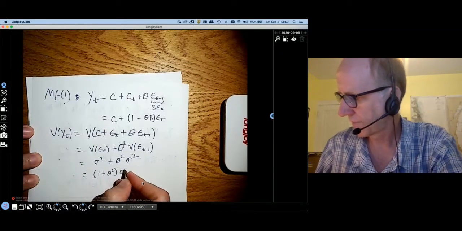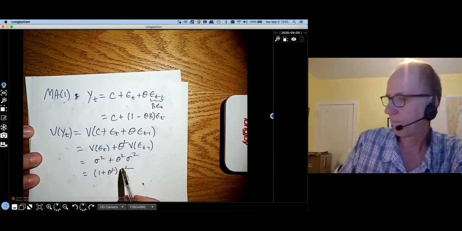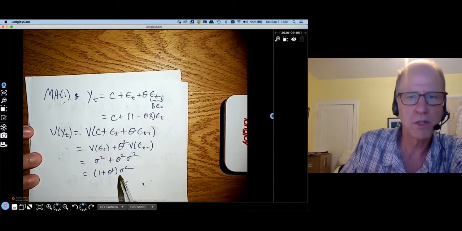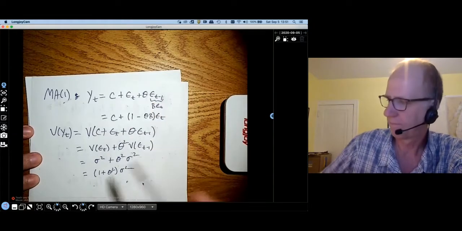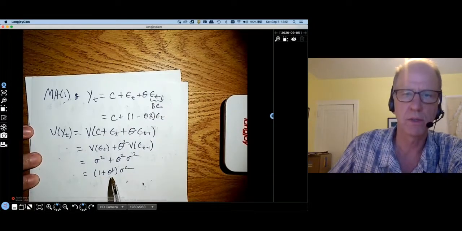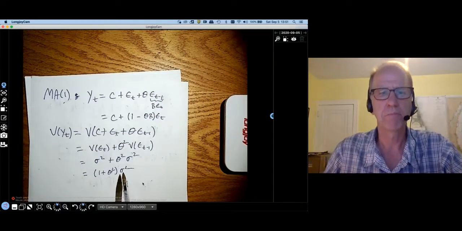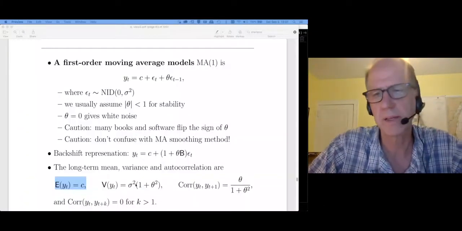And if we want to clean this up a little bit, we could write it as 1 plus theta squared times sigma squared. So in general, the variance of this process is a little bit larger than the variance of an error. So 1 plus theta squared is obviously bigger than 1, but not terribly bigger. So, if theta has to be less than 1, this thing is never going to be more than twice the size of an error. So that's where that thing comes from.